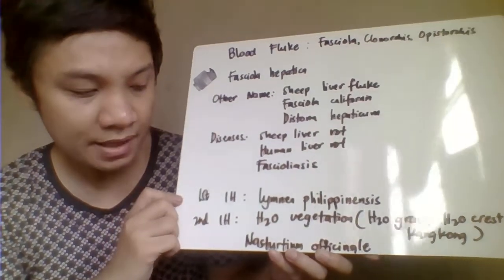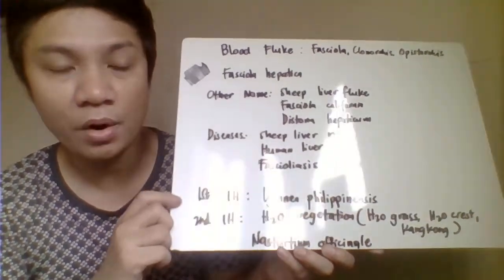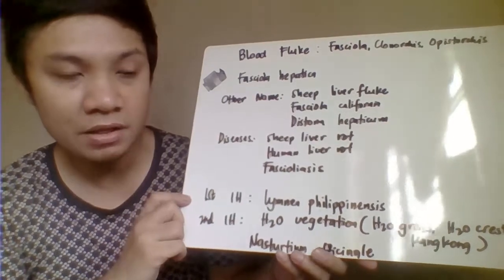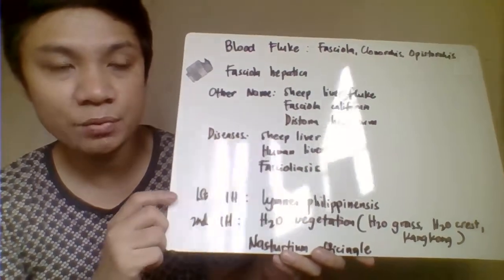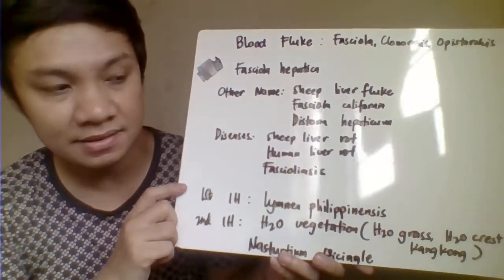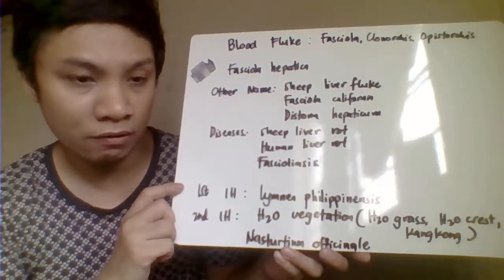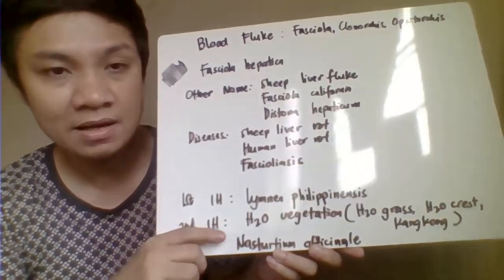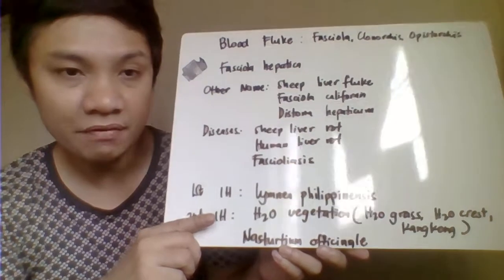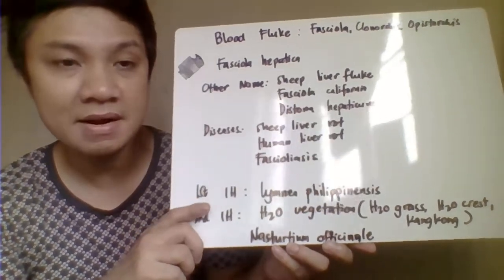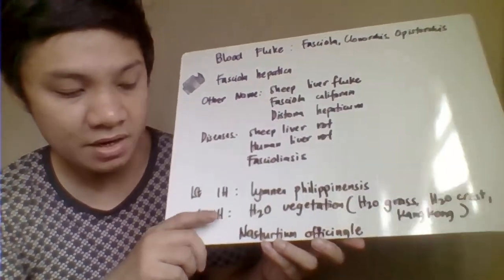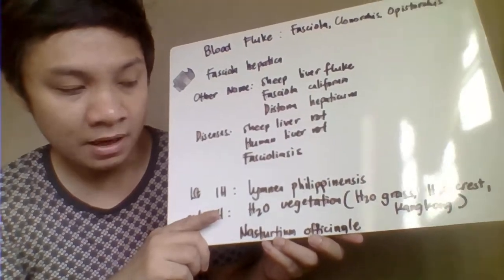And the second intermediate host would be water vegetation, belonging to watercress, water blade, water grass, and even kangkong. So we have a specific species of water vegetation serving as the second intermediate host. We have here the Nasturtium officinale.